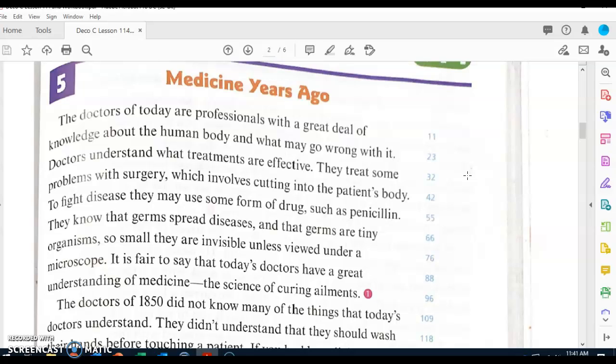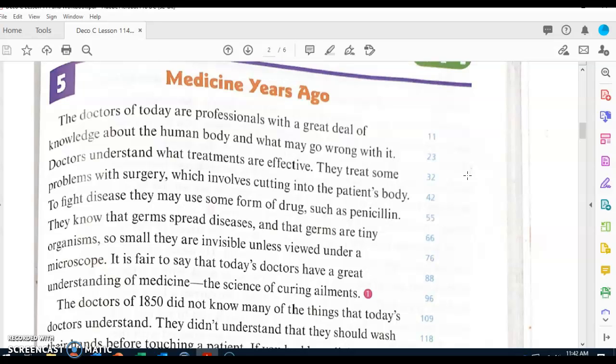So let's go ahead and begin reading. Make sure we're tracking, paying close attention. The doctors of today are professionals with a great deal of knowledge about the human body and what may go wrong with it. Doctors understand what treatments are effective. They treat some problems with surgery, which involves cutting into the patient's body. To fight disease, they may use some form of drug such as penicillin.